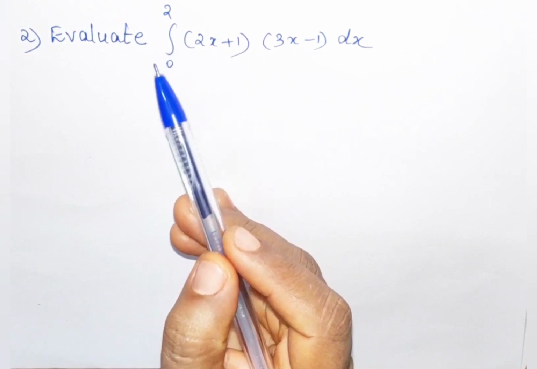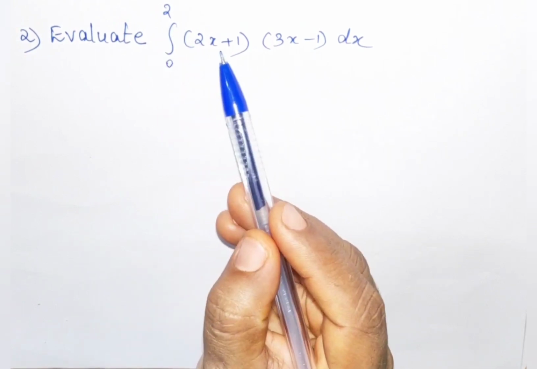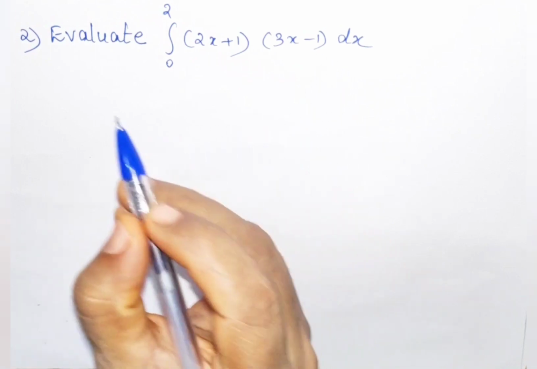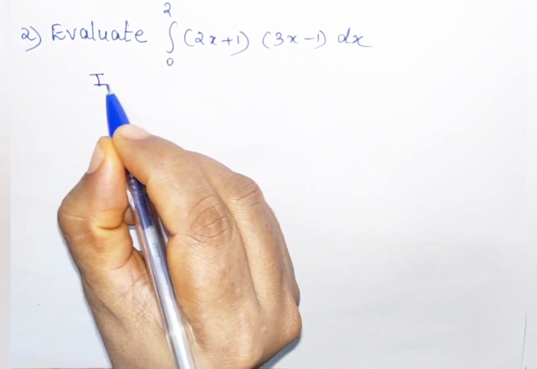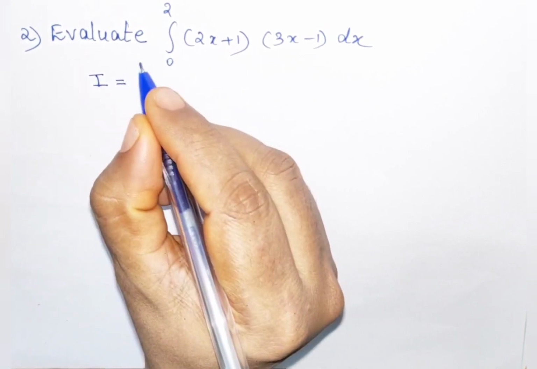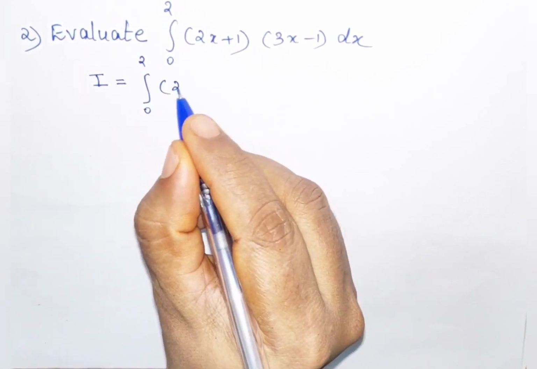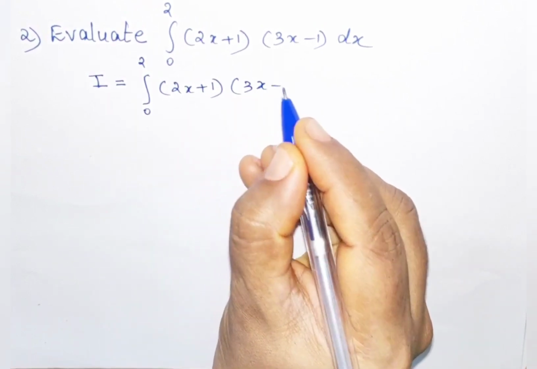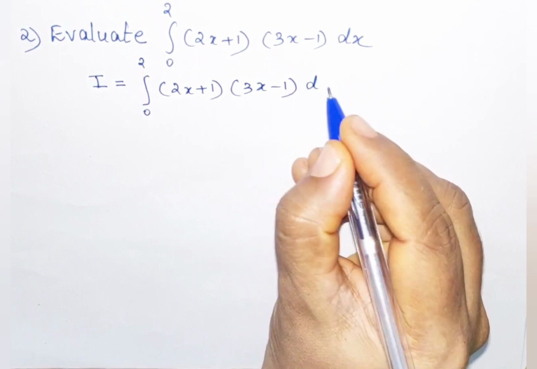Now let us solve problem number 2. Evaluate integral 0 to 2, 2x plus 1 into 3x minus 1 dx. Let us first write the integral. I is equal to integral 0 to 2, 2x plus 1 into 3x minus 1 dx.